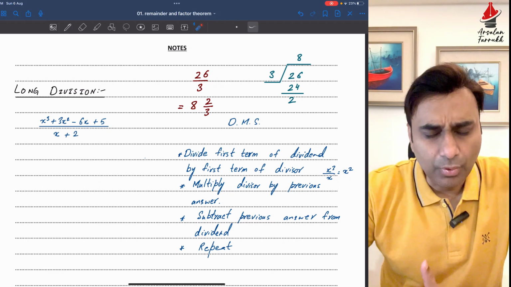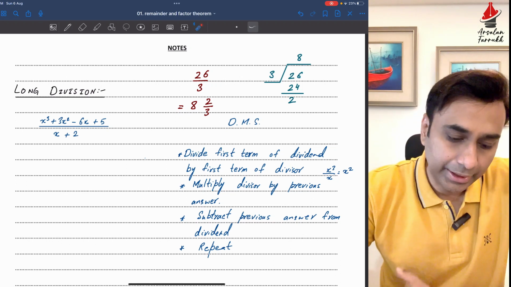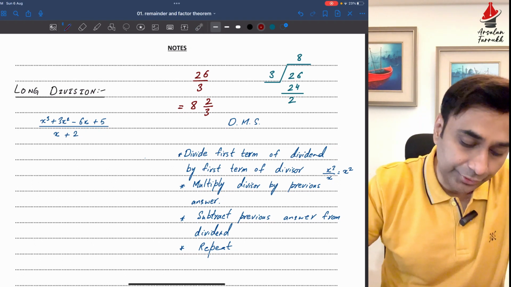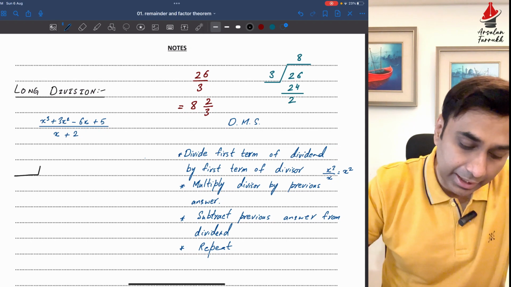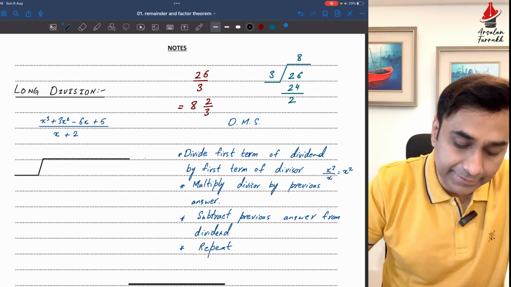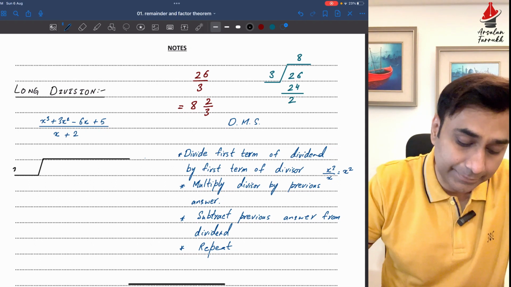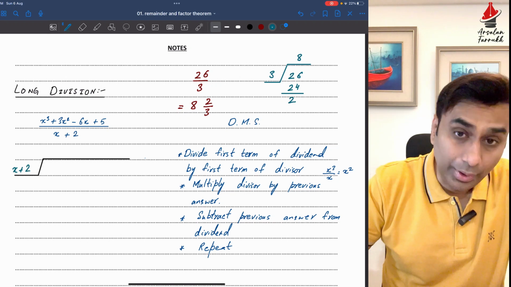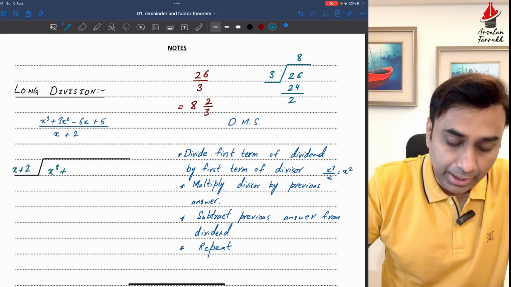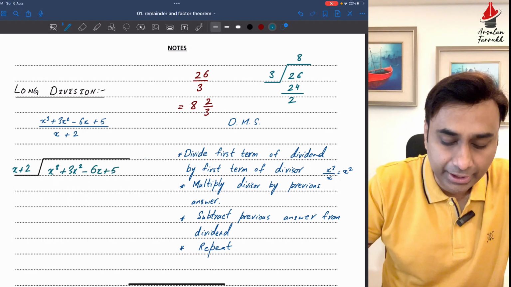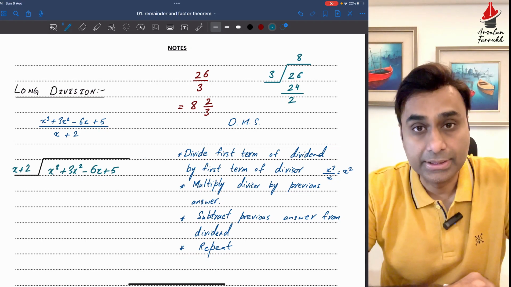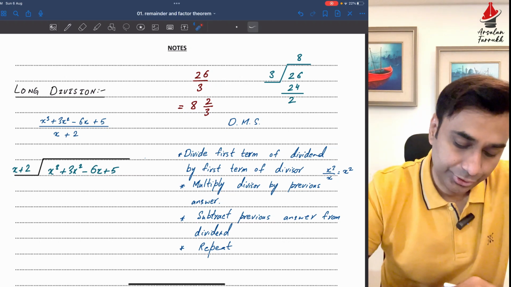Now, we perform a very similar but a little more complicated step towards doing the long division with polynomials. First of all, I will identify that I have to divide x cubed plus 3x squared minus 6x plus 5 by x plus 2. So x plus 2 is my divisor, x cubed plus 3x squared minus 6x plus 5 is my dividend.